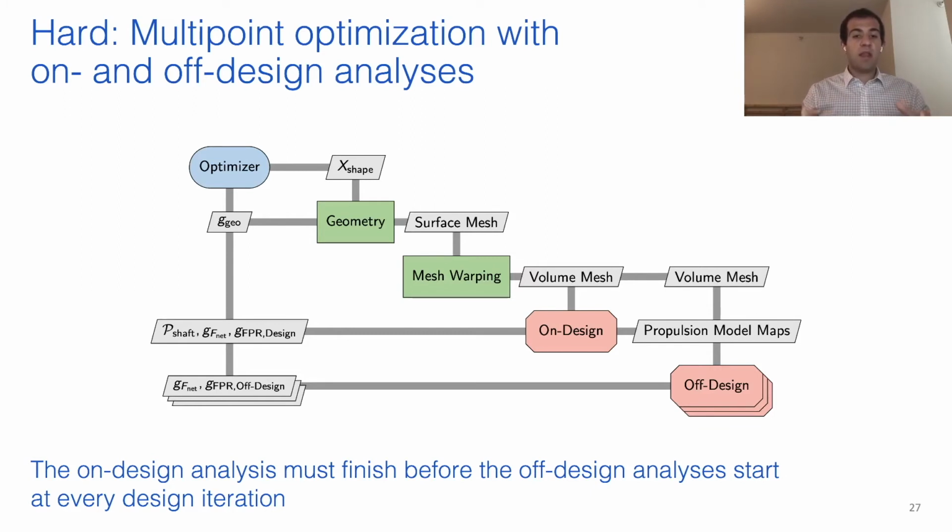So this breaks the commonly used, embarrassingly parallel structure of multi-point optimizations, where we could simulate every point simultaneously. Now, with this formulation, we first need to converge a single on-design point before we can move on to any of the off-design analysis points.